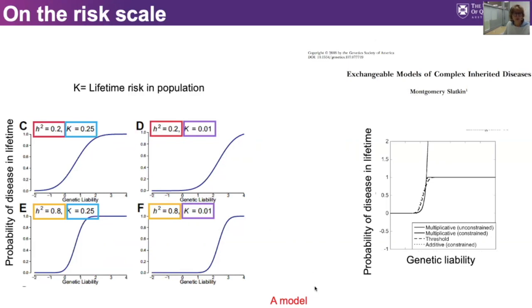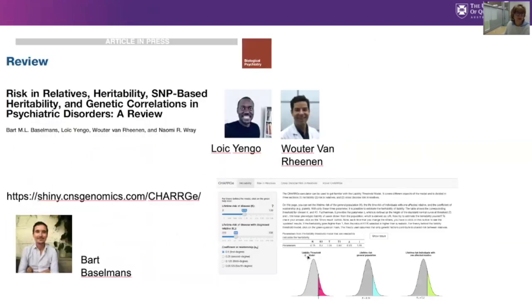It's important, of course, to remember it is a model, but so far observations from family studies and from genome-wide association studies suggest it is a useful model. Recently we published a review article which goes over some of these basic concepts. It has a technical supplement, and Bart Baselmans has made this very nice shiny app which helps visualize some of these concepts.